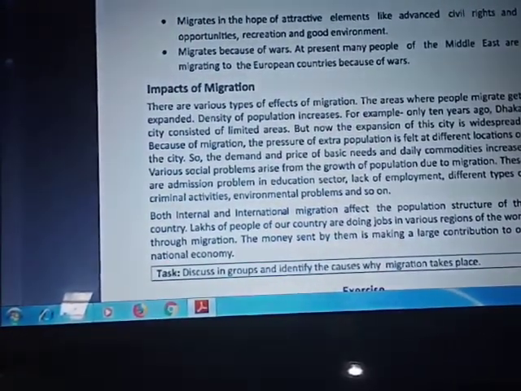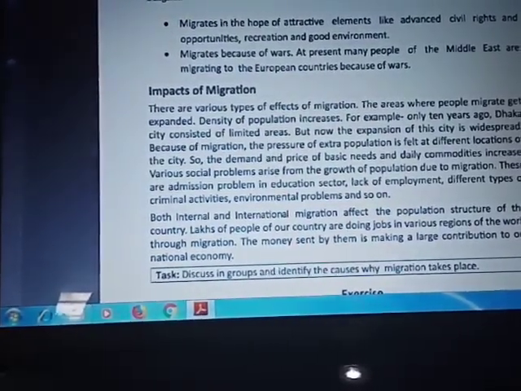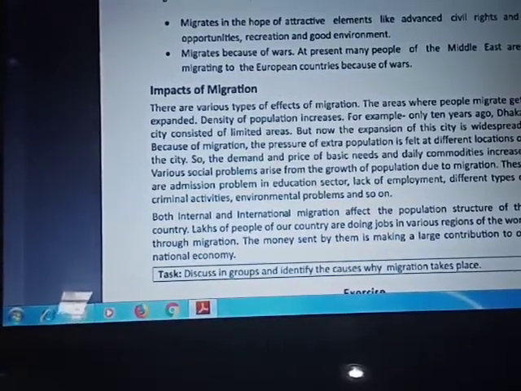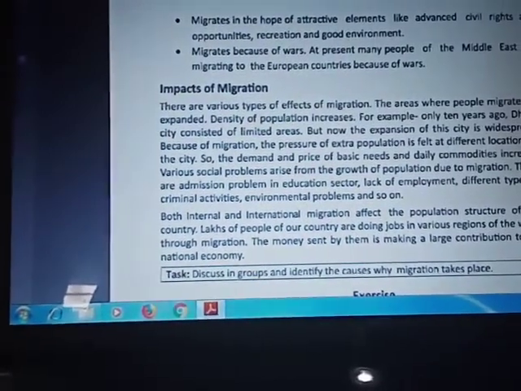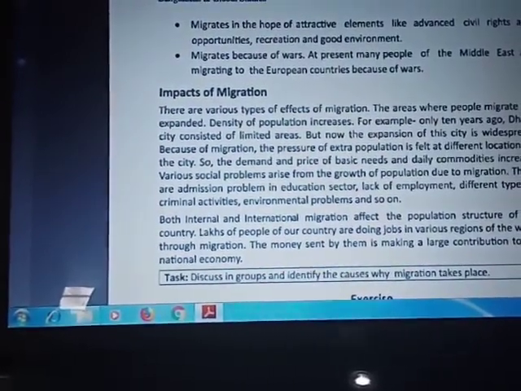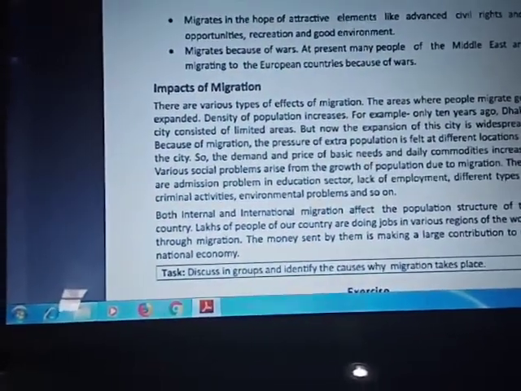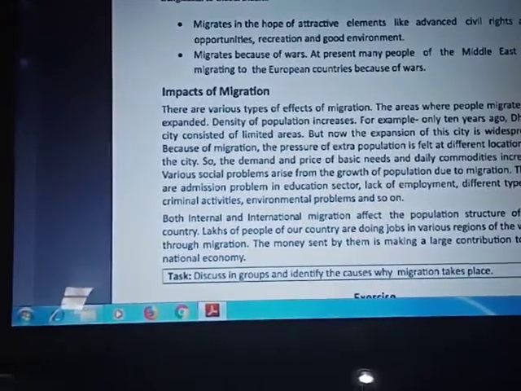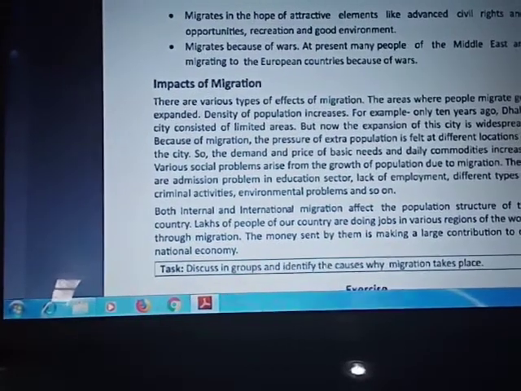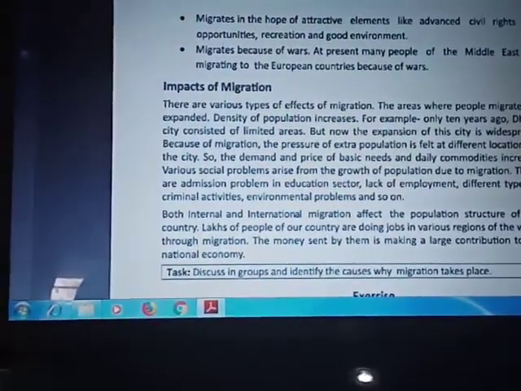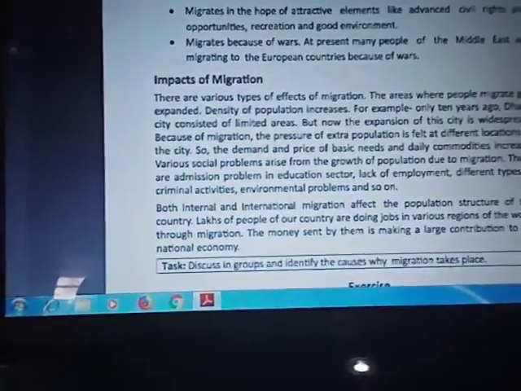Both internal and international migration affect the population structure of this country. Lakhs of people of our country are doing jobs in various regions of the world through migration. The money sent by them is making a large contribution to our national economy. Actually, our expatriate workers send money, and this money is called remittance, and this money plays a great role in our national economy.